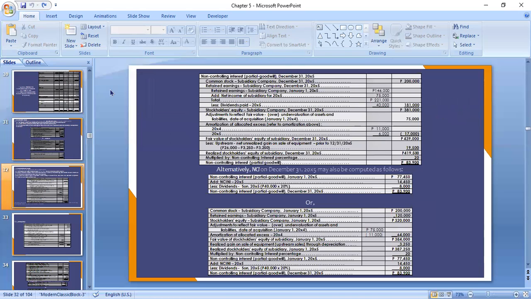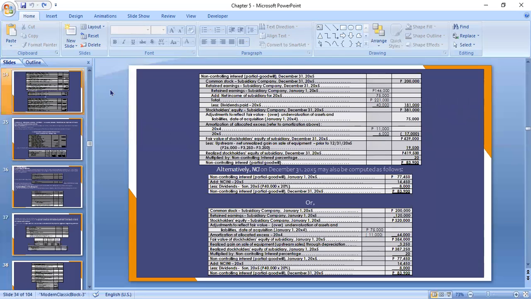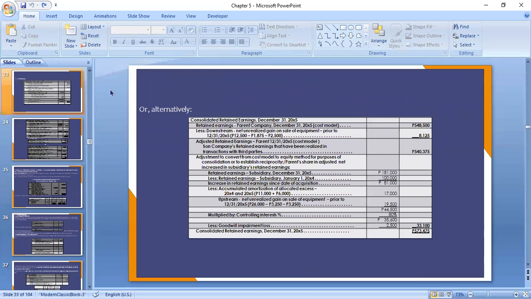Now that's how we have the alternative computation of 573,475 by adding the retained earnings of the parent at the end of 20x5. Then we add 8,125 for the net unrealized gain on sale of equipment. We have the adjusted retained earnings by December 31, 20x5 with the use of the cost model.